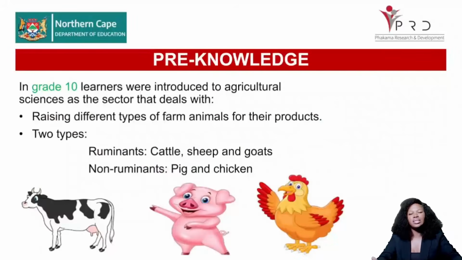Now, for you to understand this lesson, I need you to go back to grade 10. Remember, you were introduced to different types of farm animals, two of them: ruminants and non-ruminants, ruminants having a complex stomach and non-ruminants having a simple stomach. You will need that knowledge when it comes to this topic.